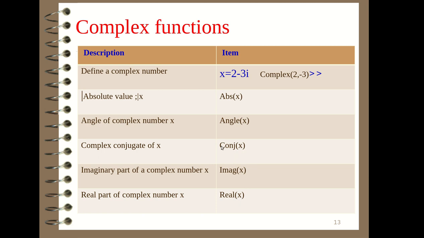The conjugate, if you remember from calculus, is written like x star. So x star is equal to the same number but with a different sign for the imaginary part. For example, this is x equal to 2 minus 3i. X star will be equal to 2 plus 3i. So x star is the conjugate.